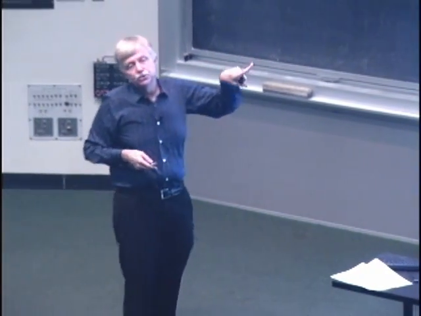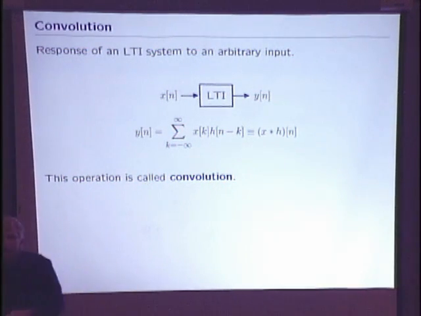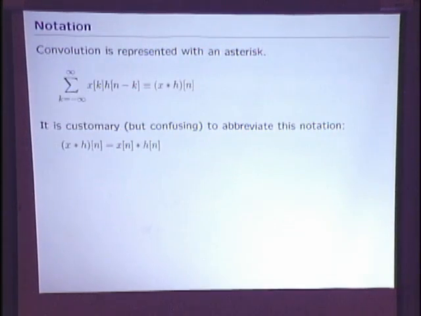So the response to an arbitrary DT signal that excites a linear time invariant system can be described by the convolution of the input with the unit sample response. We'll call that operation convolution. Convolution is completely straightforward. For that reason, we try to make it a little bit more confusing by using terribly confusing notation. That too is sarcastic.